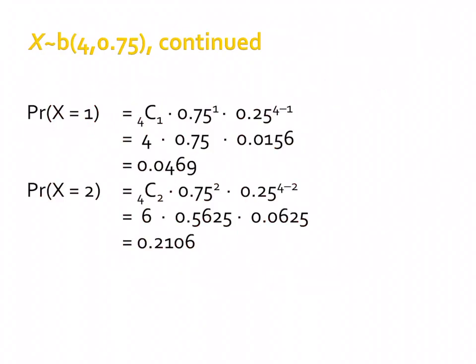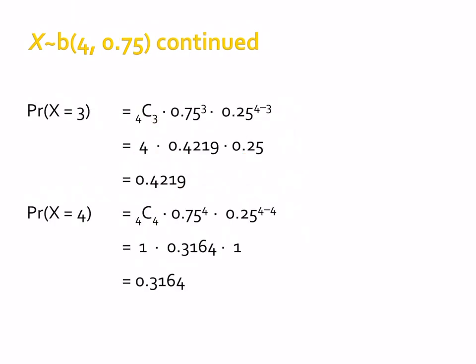Here we continue on if we wanted to figure out the probability of 1 and 2. Same steps, putting in our n and x's all the way across, and then just working the steps out slowly every time. So your 4 is always your n, and your x changes, and n minus x. Keep working it out, so the probability of 1 is 0.0469, and the probability of 2 is 0.2106. Here's 3 and 4.